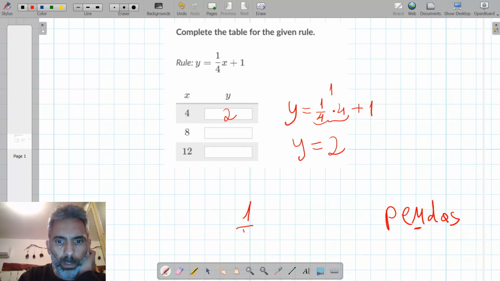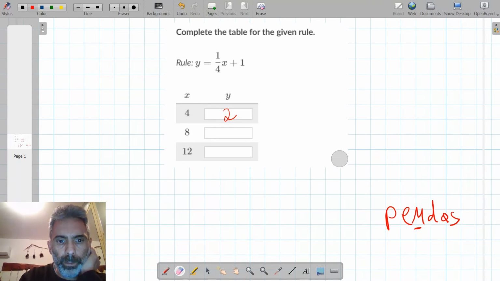1/4 times 4 wholes: 1 times 4 is 4, 4 times 1 is 4, 4 over 4 equals 1. So this is the first row.